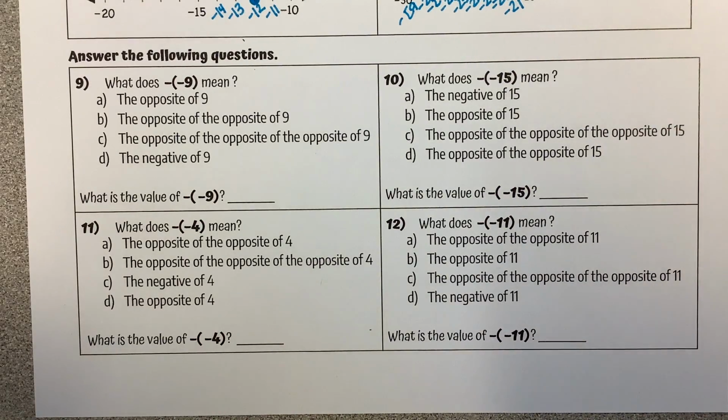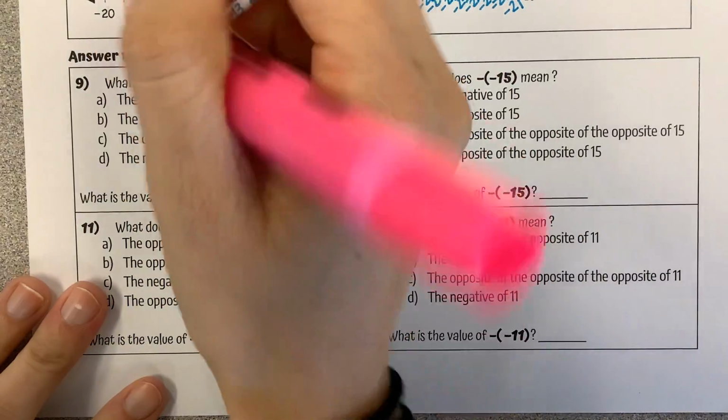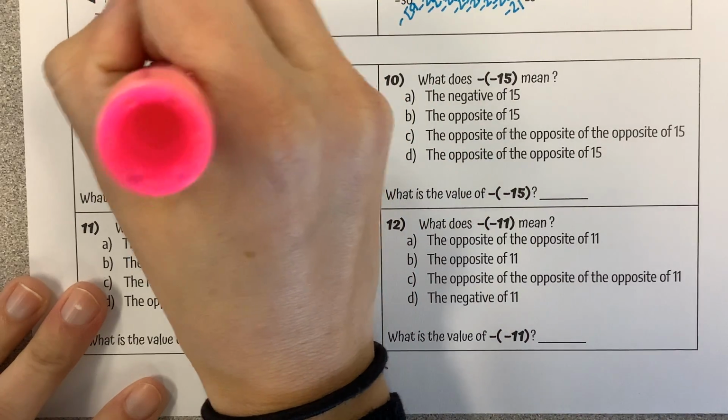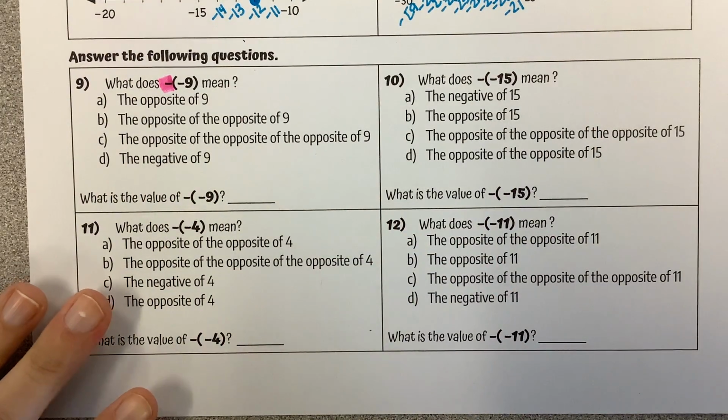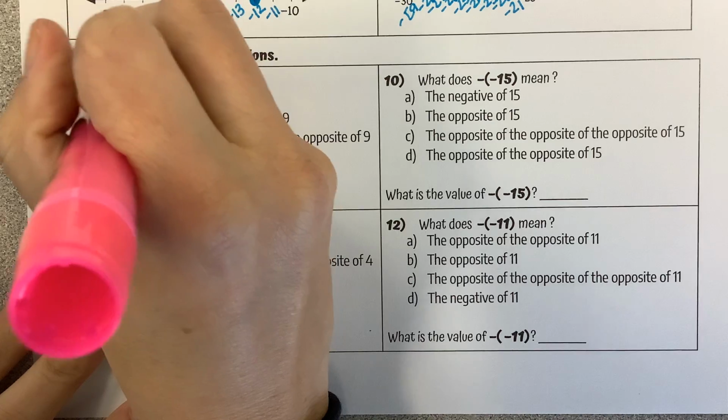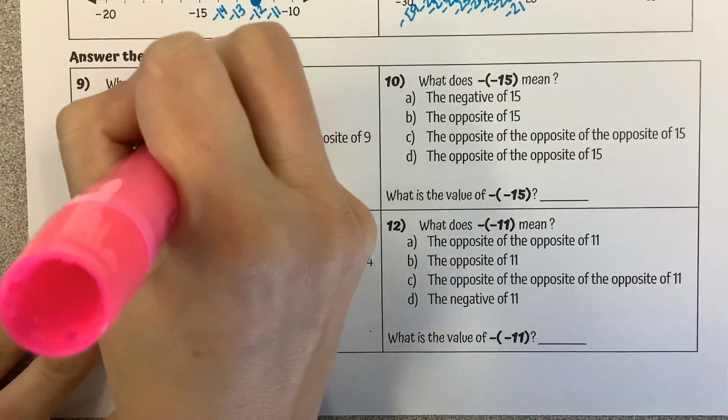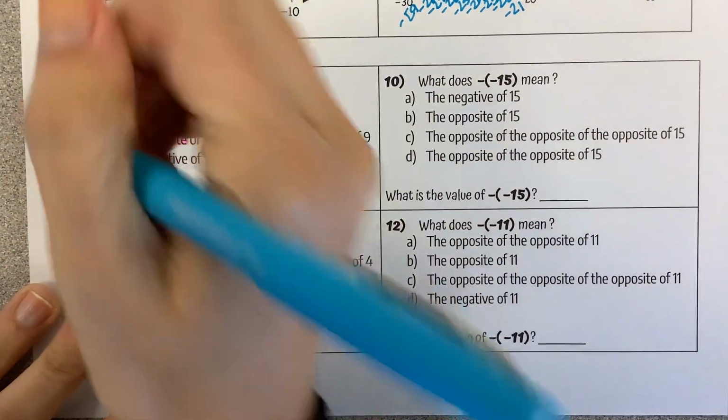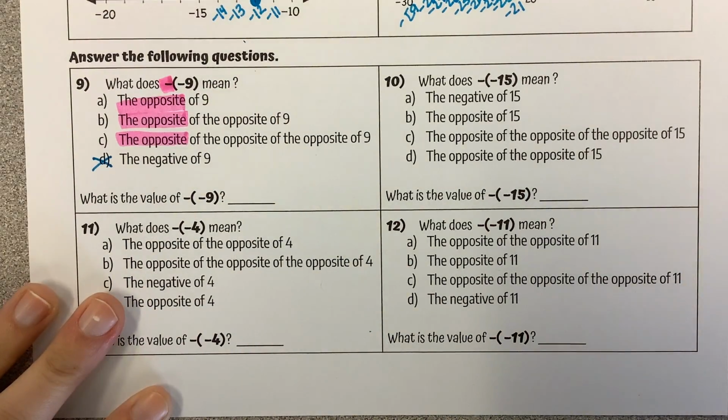Okay, then this part, where we're talking about opposites. This can be pretty tricky. What I'm doing is remembering that negative signs and opposite mean the same thing. So as soon as I see this negative, I should see the opposite, the opposite, the opposite. For D, it doesn't have the opposite. That's not going to be an answer.